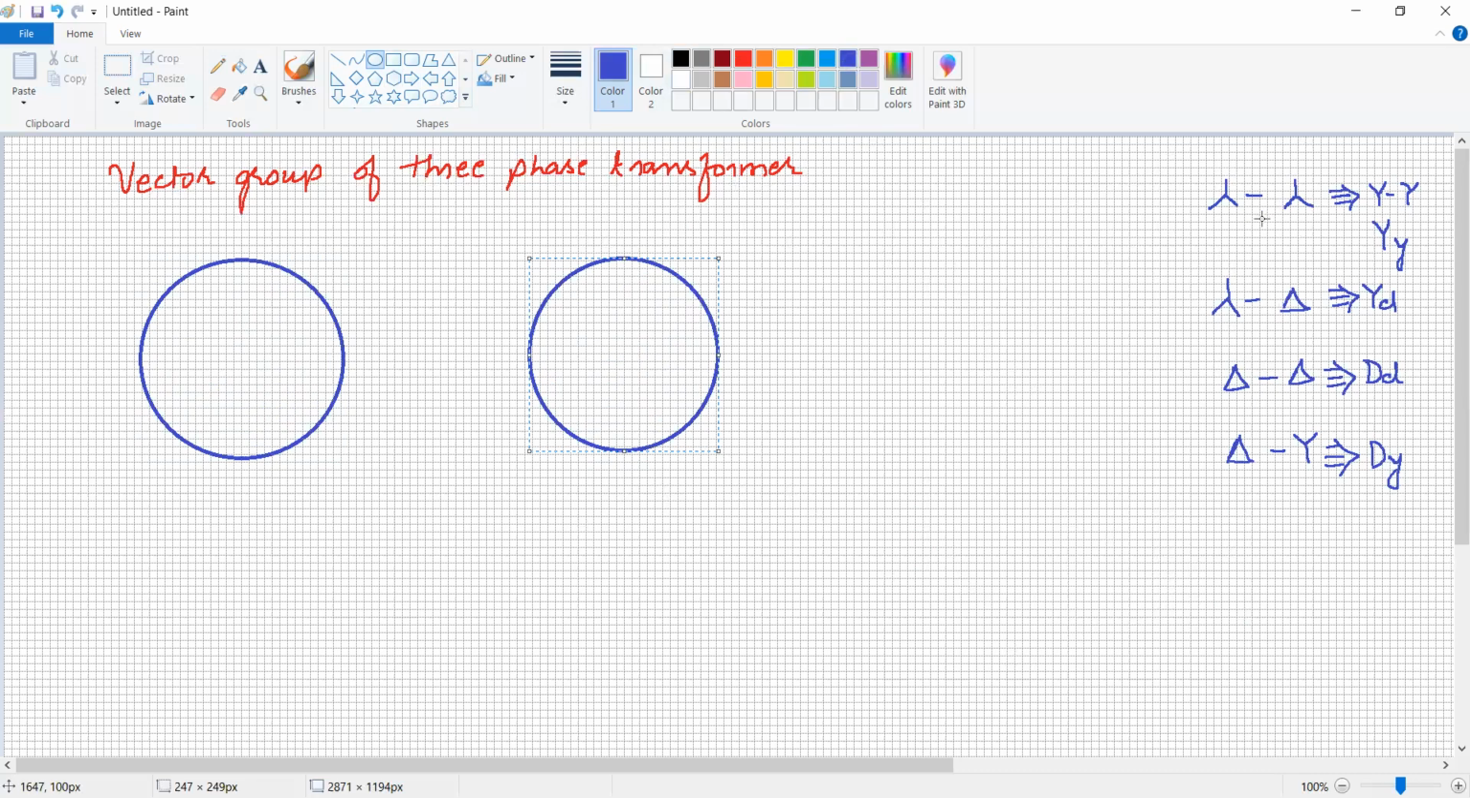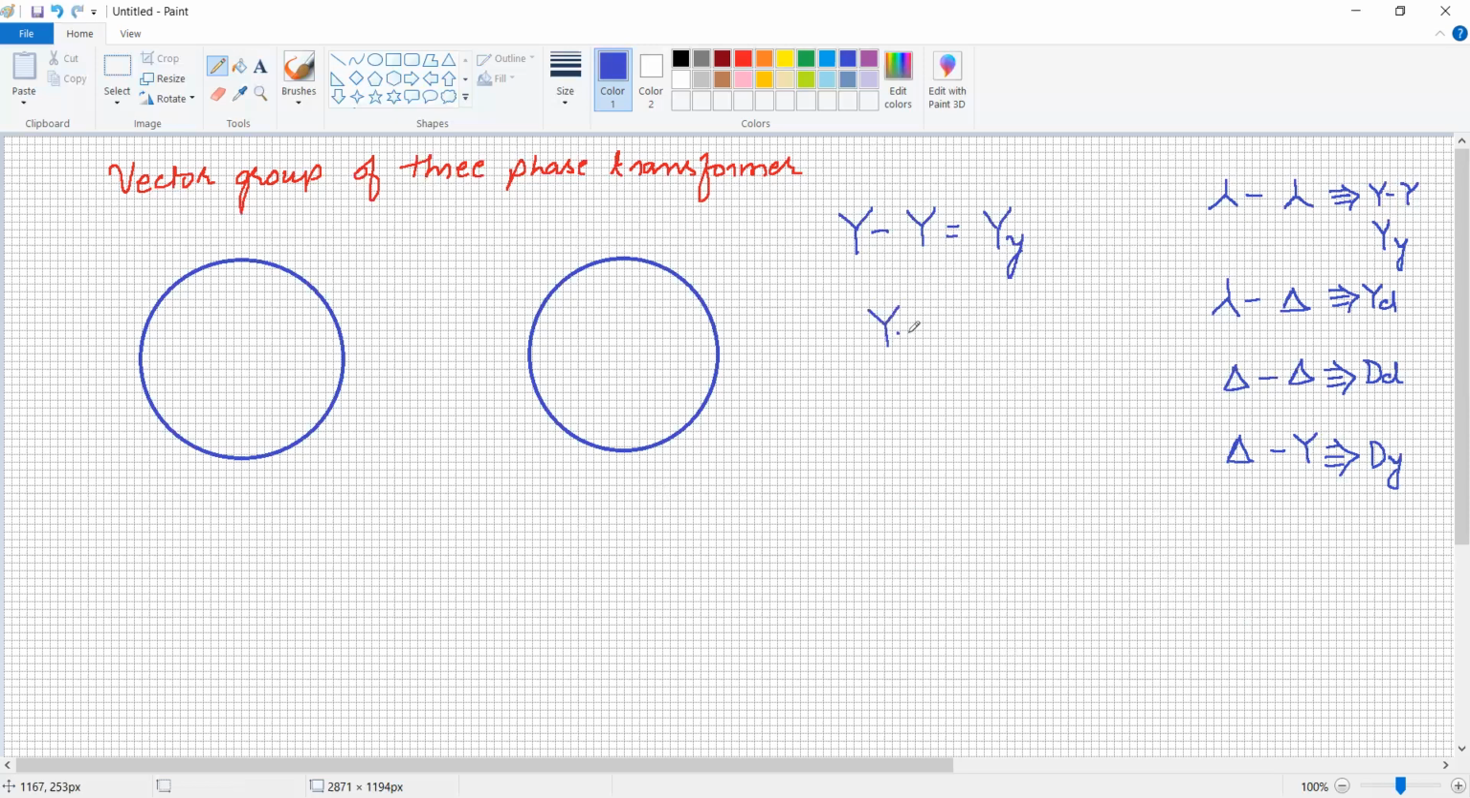Say it is a star-star connection. It is represented as capital Y, small y, and a numerical value, like 11, or say 1, some angles are there. So first we will try to understand the representation of the letters.